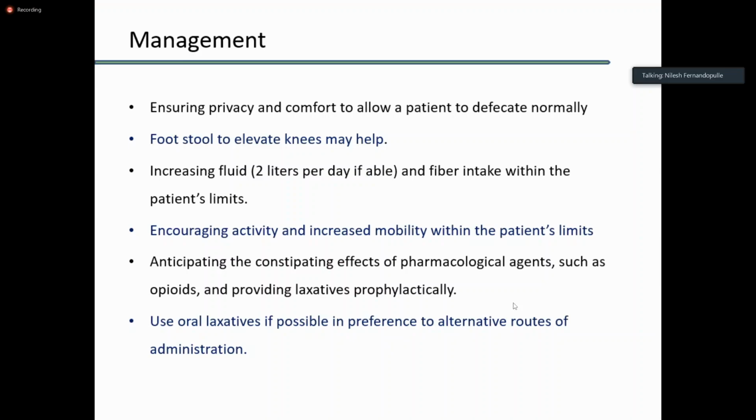Obviously, taking a lot of water is useful. Increasing activity and mobility in patients is useful. And anticipate the constipation side effect of the drug which you're giving. Obviously, we know opioids cause constipation, so you give laxatives prophylactically. You give a stimulant laxative prophylactically. And use oral laxatives if possible in preference to alternative routes.